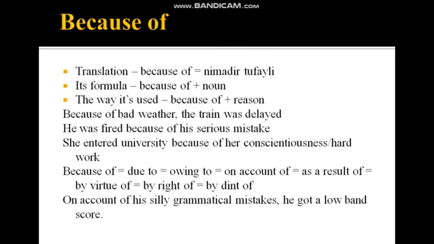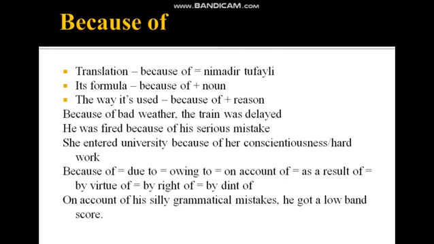And its formula is, after because of you're supposed to use a noun. See, you're not supposed to use subject and verb, but you're supposed to use only a noun itself. That would be grammatical, that would be awesome, guys. So now let's pay attention to the way it's used. After because of, again, you have to point out the reason why you have done something or had done something.